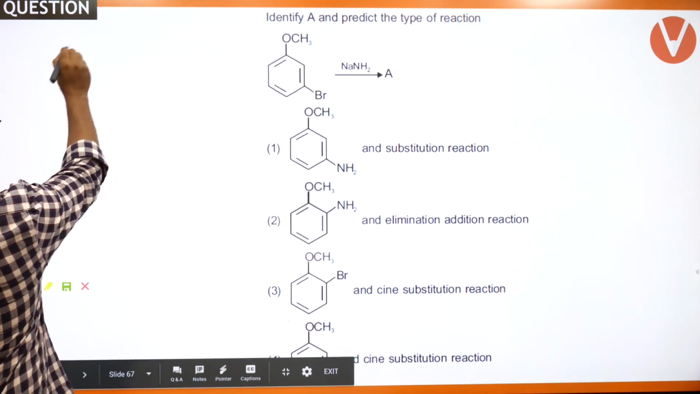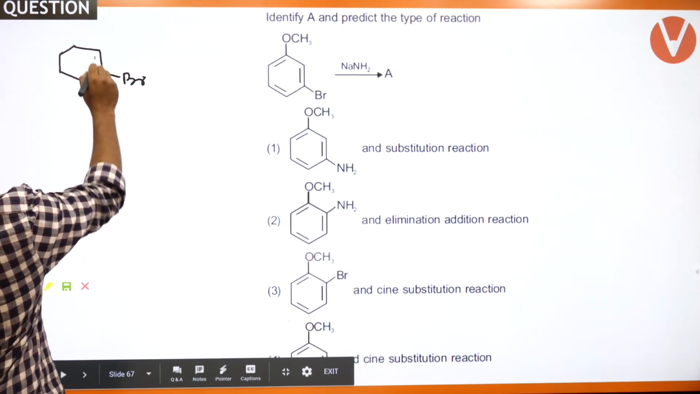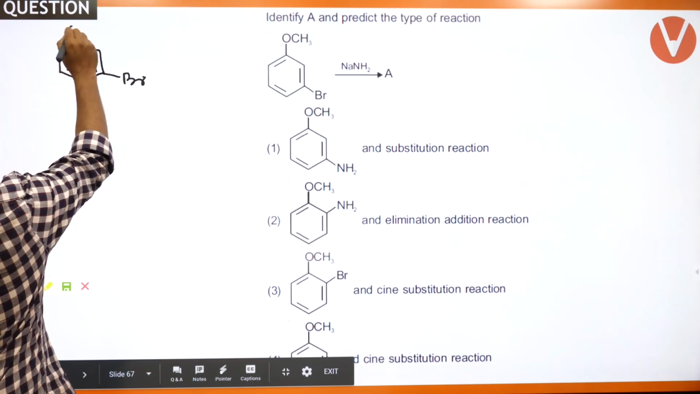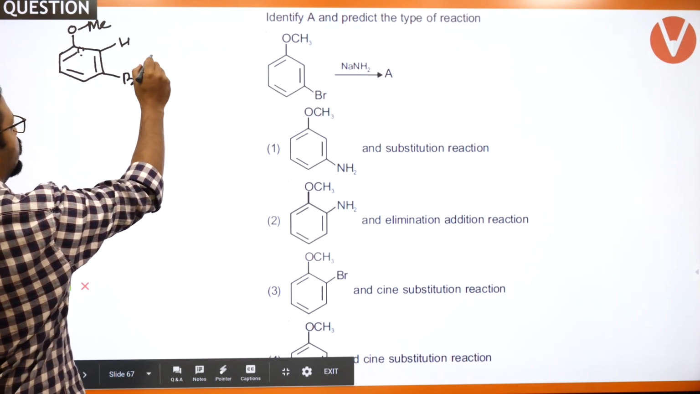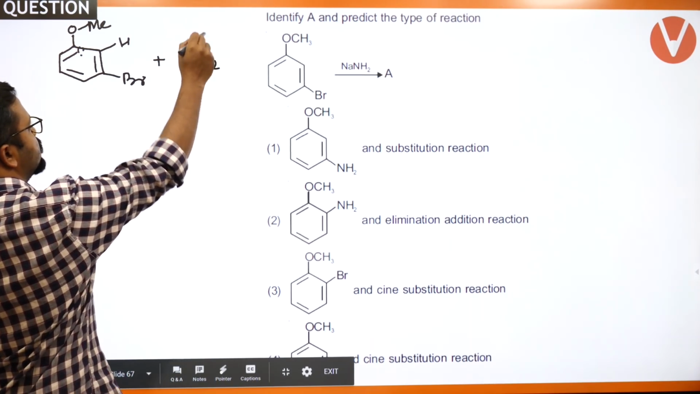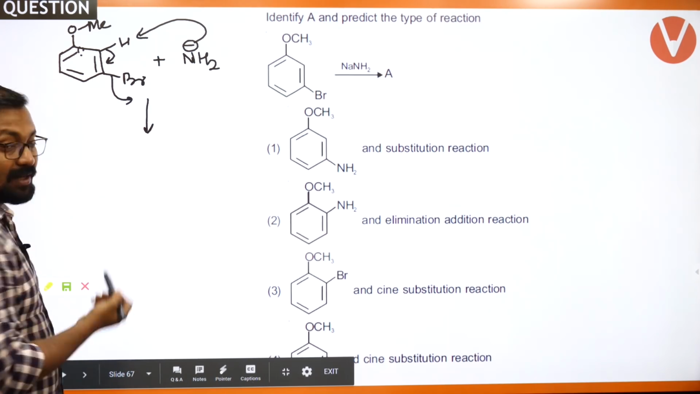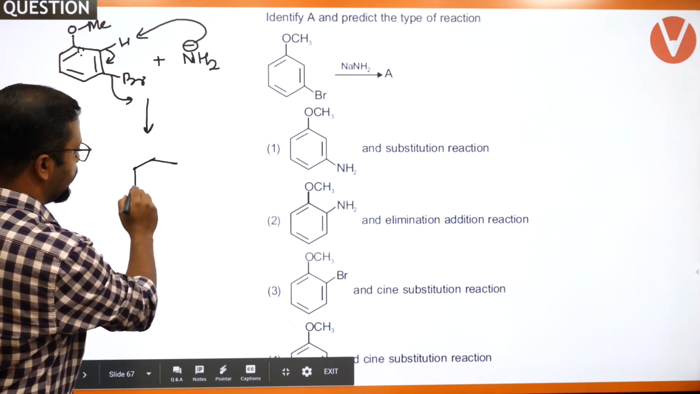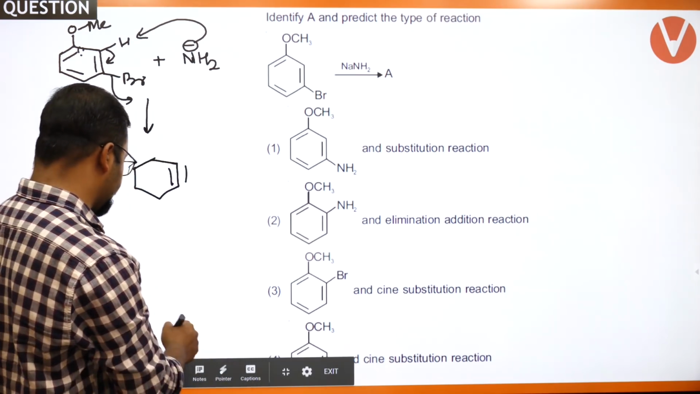What will happen is, Br, OMe, there is a hydrogen over here, it will react with NH2 minus. This will result in the formation of a benzyne. Okay, this will result in the formation of a benzyne.